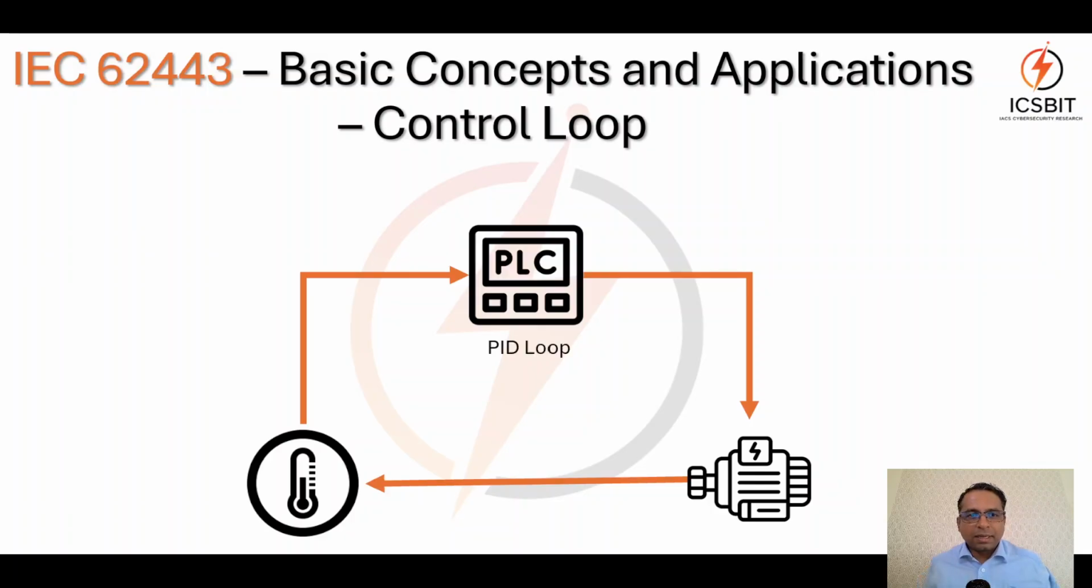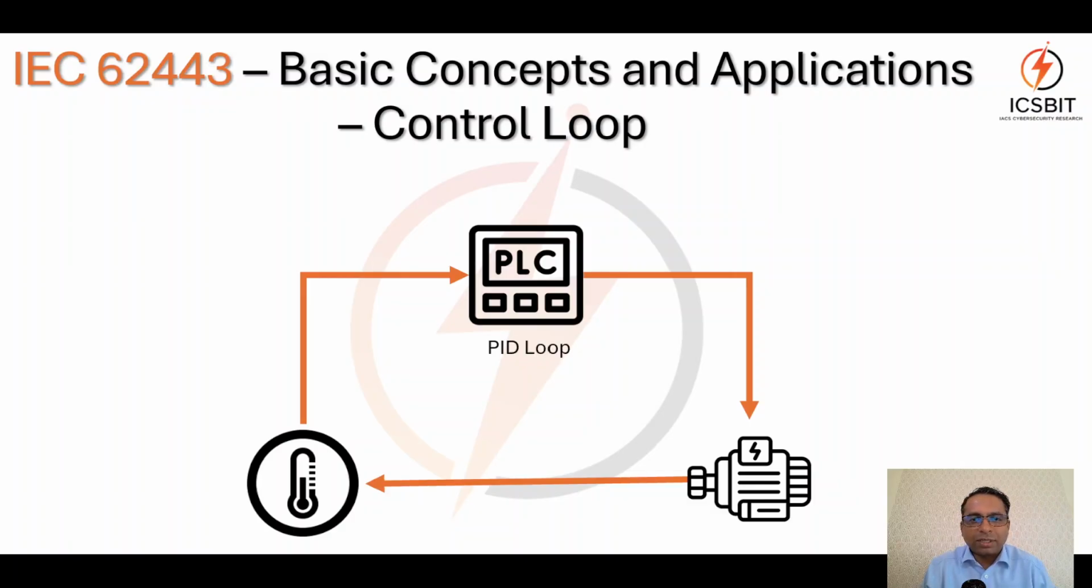Hello everyone, another video for the basic concepts and application, and in this video we are going to cover the control loop. Essentially we are touching upon level 0 and level 1 of the Purdue Enterprise Reference Architecture. Now at the process level there are many control loops like this, which work seamlessly together to result in the automation of the process under consideration.